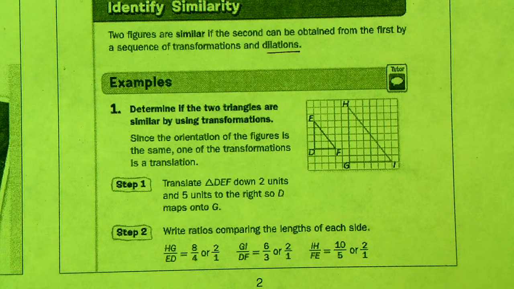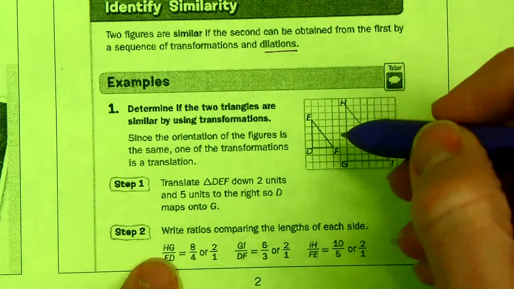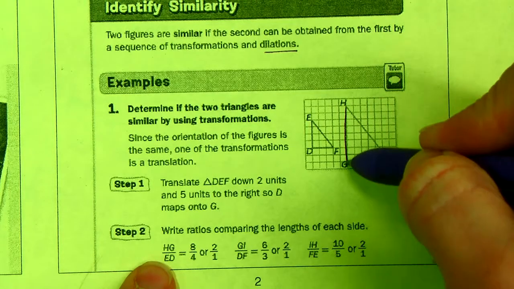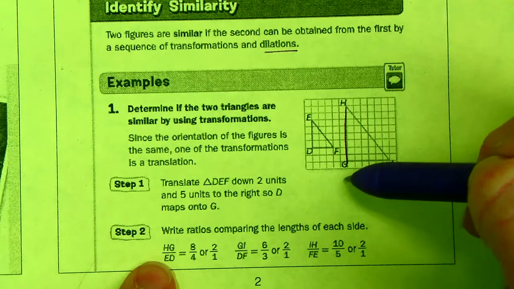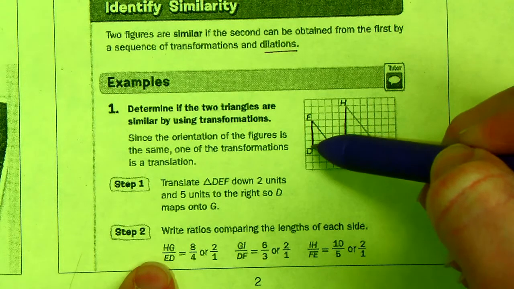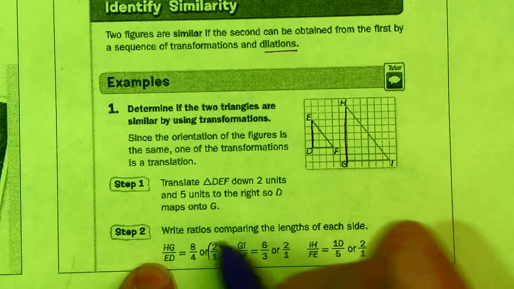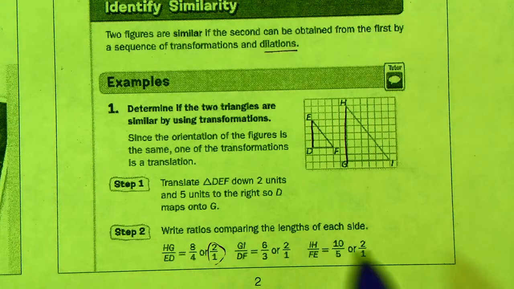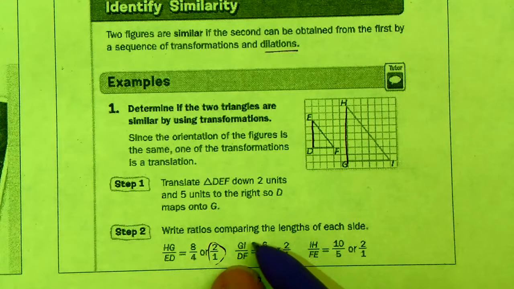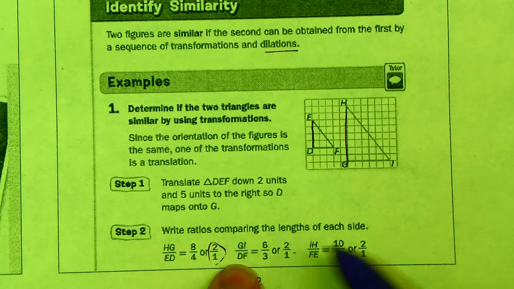And then they compare the ratios. They go HG, which is right here, and they put that length, which is 8, over its corresponding length, ED, which is 4. So a scale factor of 2, or 2 over 1. In order for it to be truly a dilation and truly similar, all of the corresponding sides have to be in the same ratio. So then they check the other two: GI over DF was 6 over 3, which is 2, and then HI and FE, which, by the way, they had to calculate using the Pythagorean theorem, because this is a right triangle.